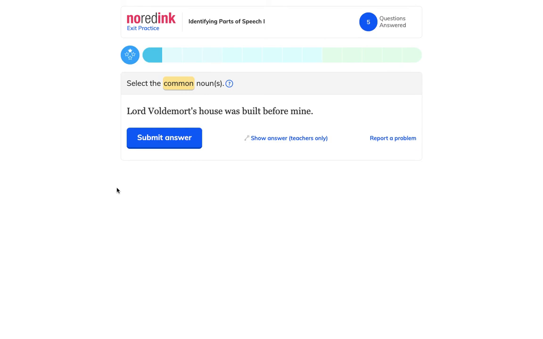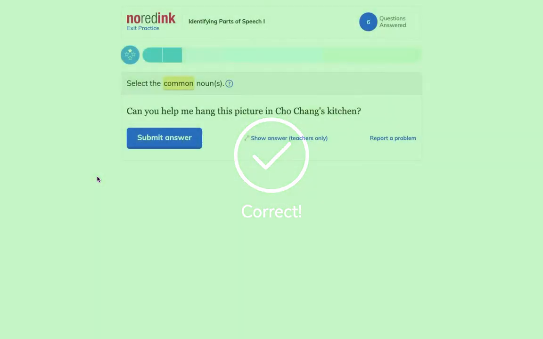Lord Voldemort's house was built before mine. In this case, it's house. Notice that house would also be our subject of the sentence. House was built. So your subjects will always be a noun or a pronoun. So you can also look at sentence structure to figure out if you're looking at nouns.